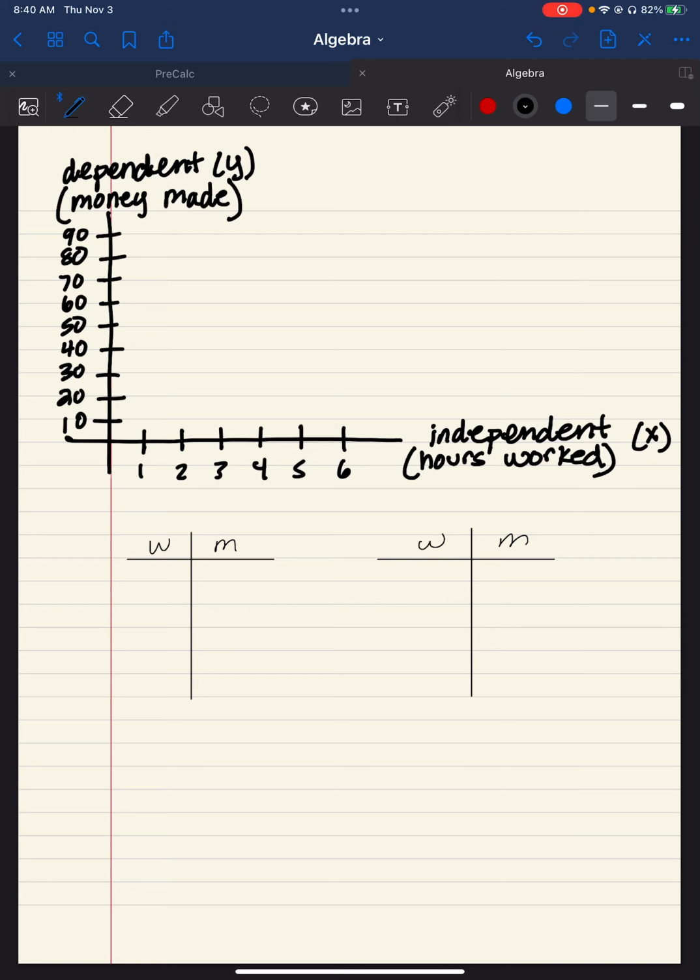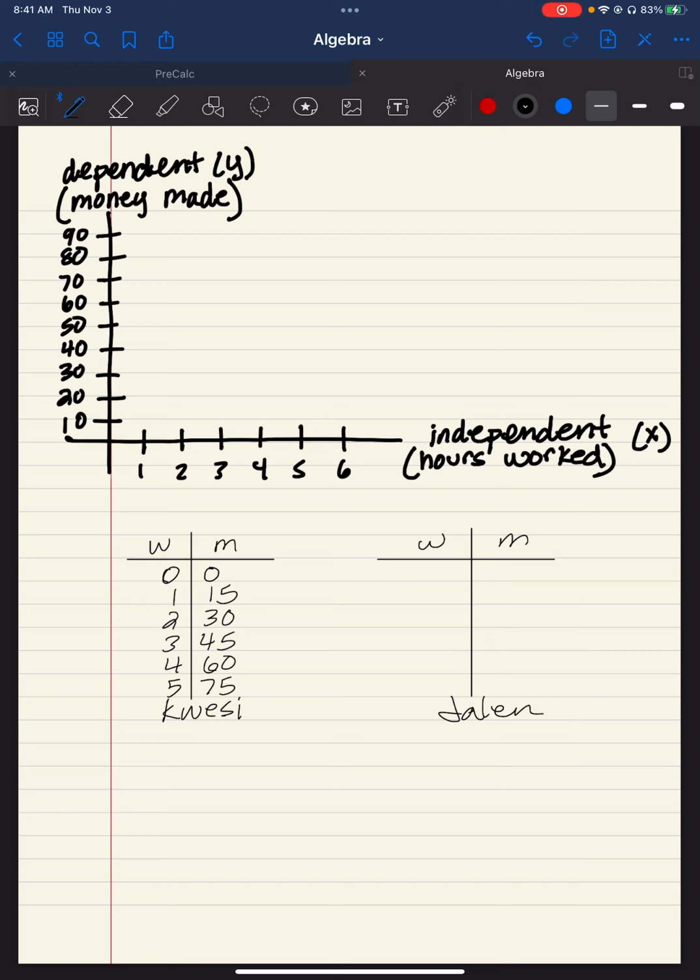So this is again 0, 0. This is Kwesi. This is Jalen. Kwesi: 0, 0, 1, 15, 2, 30, 3, 45, and 4, 60. Could we keep going? 5, 75. All right, that's a lot of points.